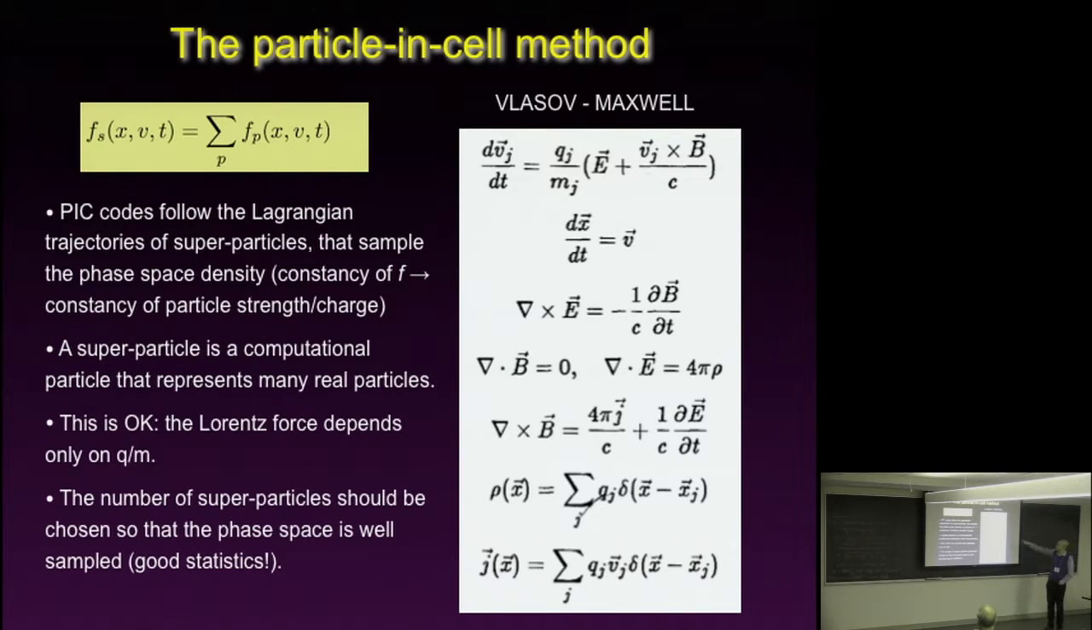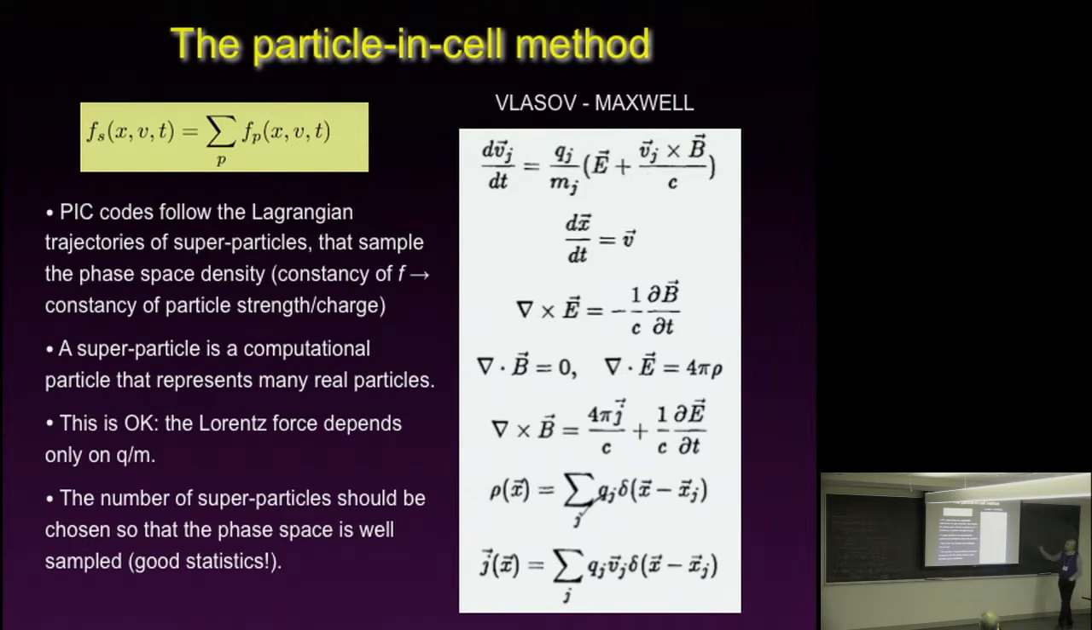And the constancy of the distribution function required by Liouville's theorem translates into the charge of each individual particle staying constant over time. So at that point, each computational particle, each individual distribution function, will follow the Lorentz force. These two equations will be true for every individual particle. And the current and the charge density will just be given by the sum of delta functions, depending on where the particles are, with the appropriate charge, or the appropriate charge times velocity for the current, and then used for Maxwell's equations.